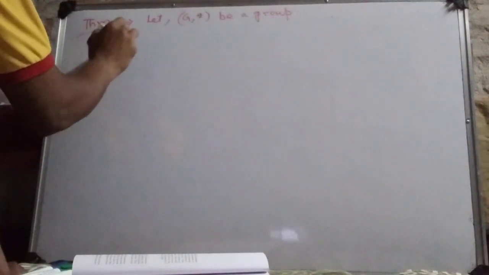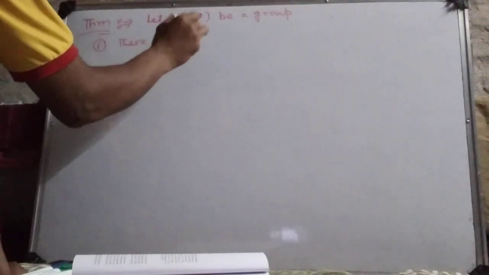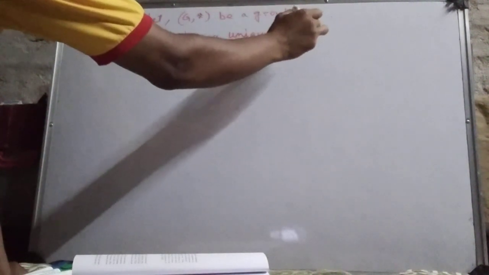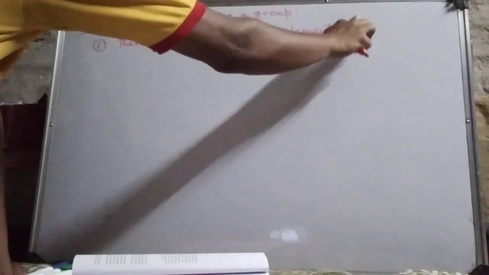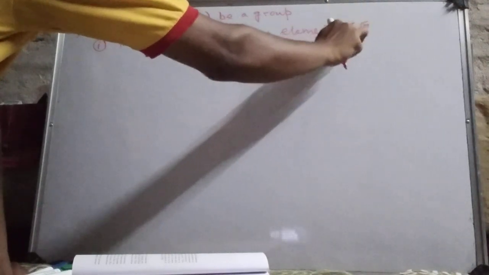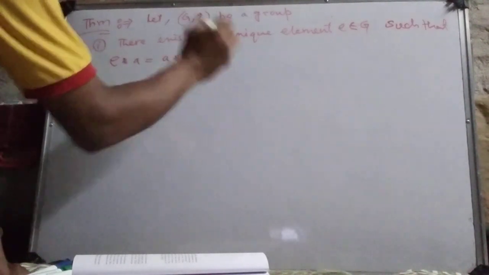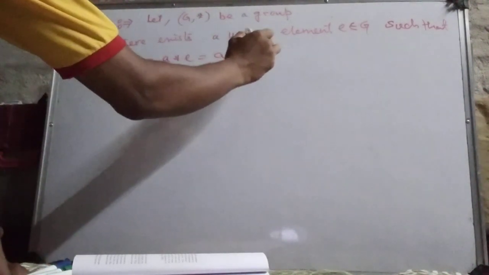We write it here: theorem. Understood? Let (G, star) be a group. Then first one, there exists a unique element e belonging to G such that e star a equals a star e equals a for all a belonging to G.